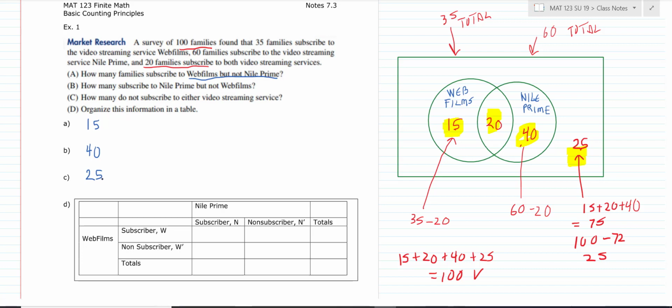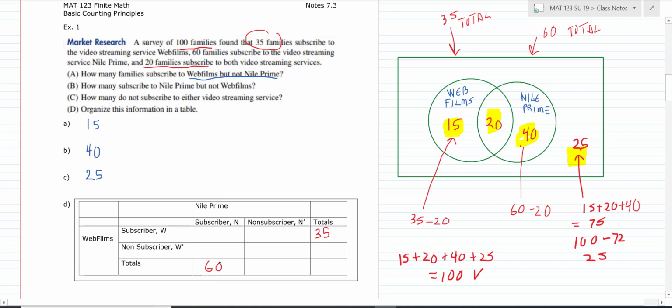That's what I recommend. Now as we put this together and begin to fill out the numbers here, first of all, this says you're a subscriber to Web Films. Okay, so it says that there's a total of 35 families that subscribe to Web Films. So that goes there. And then it says there's 60 families that subscribe to Nile Prime. So here's the subscriber there. The total is 60 there.